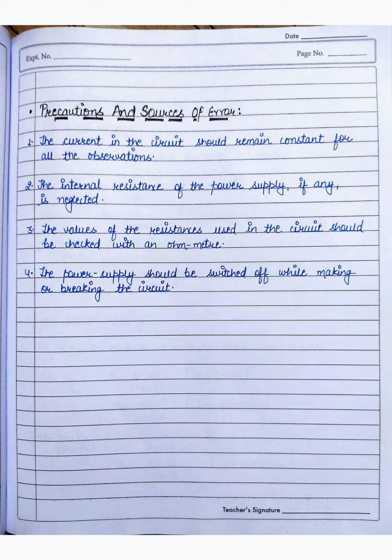Precautions and sources of error. First point, the current in the circuit should remain constant for all the observations. Second point, the internal resistance of the power supply, if any, is neglected. Third point, the values of the resistances used in the circuit should be checked with an ohm meter. Fourth point, the power supply should be switched off while making or breaking the circuit.